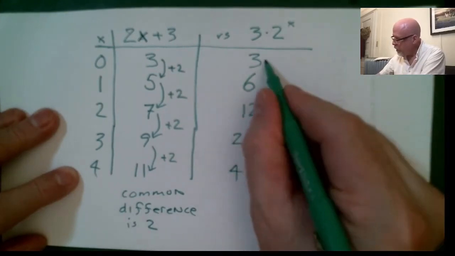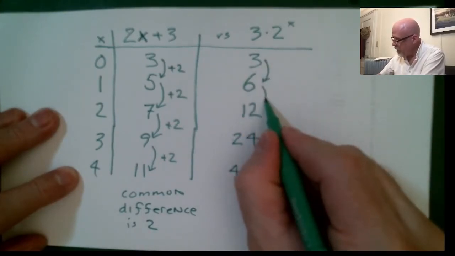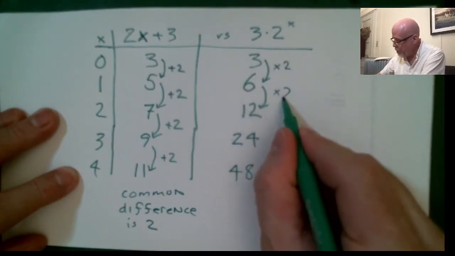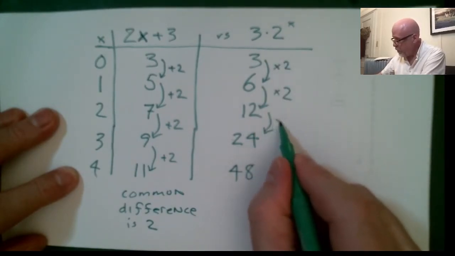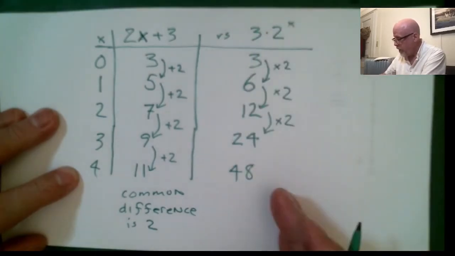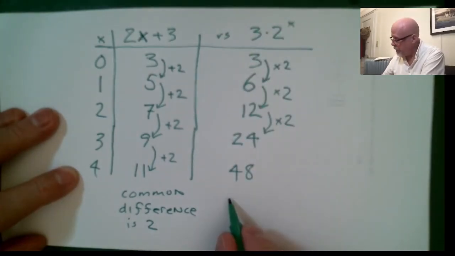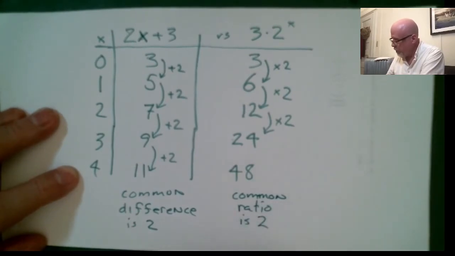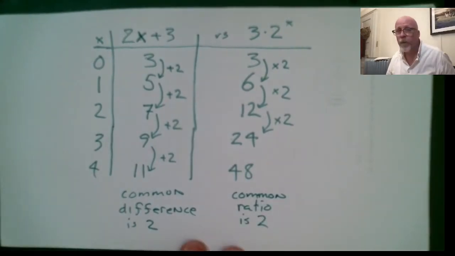On this side, though, every time we go from one to the next, what we're doing is timesing by 2. And that means what we have in this column is a common ratio. And that's also 2. But, you know, multiplying by 2 has a much bigger effect than adding 2 does.